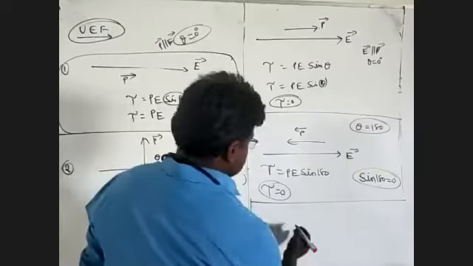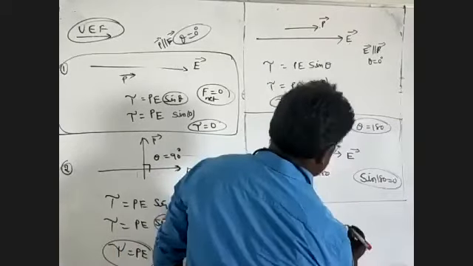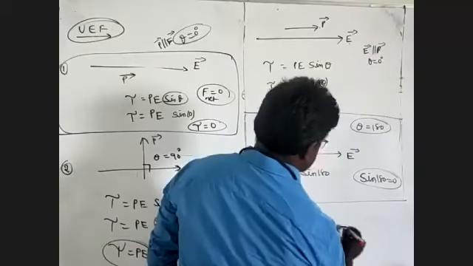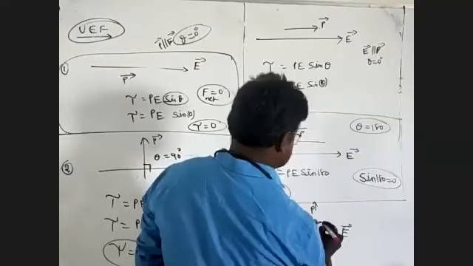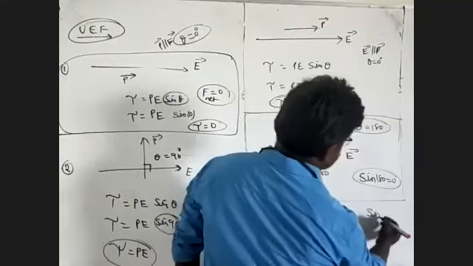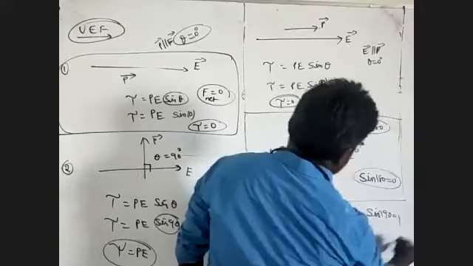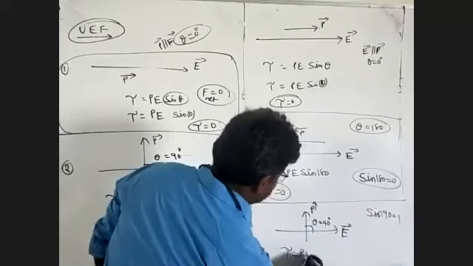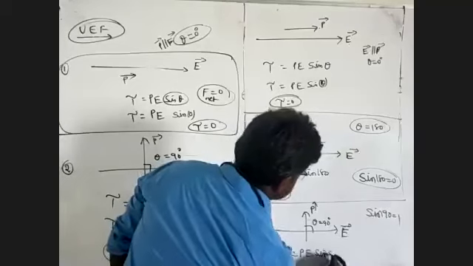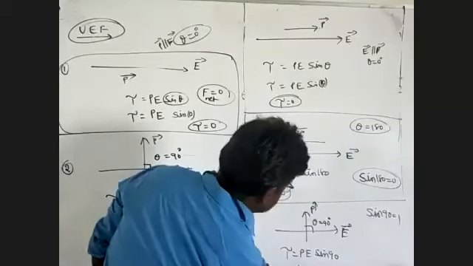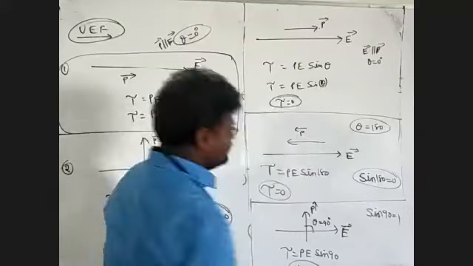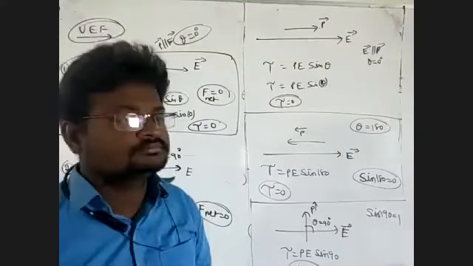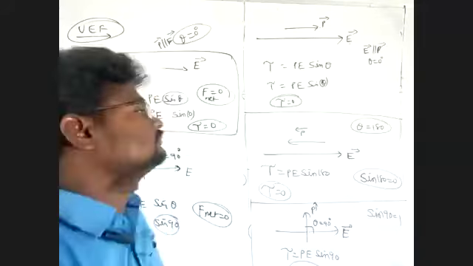Now, this is P bar and this is E bar. The angle theta is equal to 90 degrees. Sin 90 is equal to 1. Tau is equal to PE sin 90, and sin 90 is 1. Tau is equal to PE. This is the maximum tau.